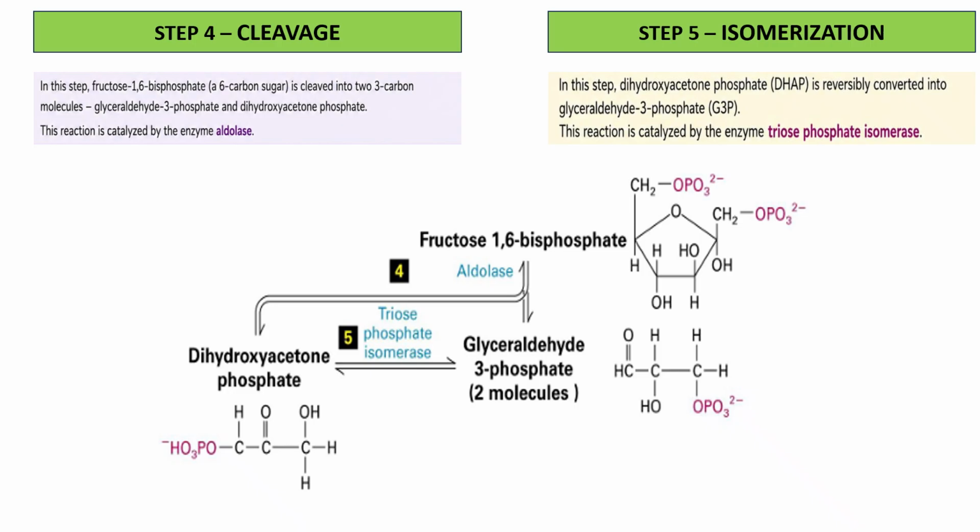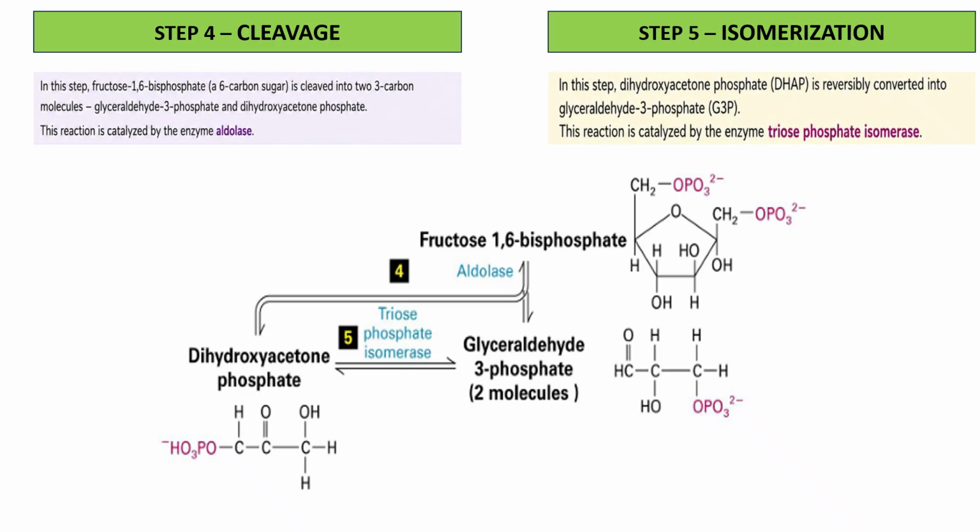This step is important because it converts the single 6-carbon molecule into two smaller 3-carbon molecules that can undergo further reactions in glycolysis. G3P can directly proceed to the next step, whereas DHAP is converted into G3P in step 5. Therefore, from step 6 onwards, the reactions of glycolysis occur twice for every glucose molecule. And step 5 is isomerization of DHAP.